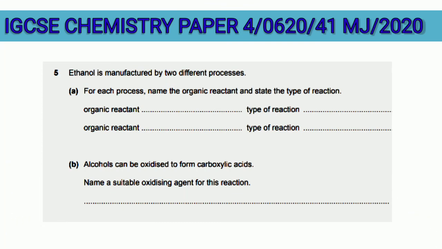Let's see what we have in question number 5. Ethanol is manufactured by two different processes. 5a. For each process, name the organic reactant and state the type of reaction. First, organic reactant sugar, type of reaction fermentation. Next, organic reactant ethene, type of reaction hydration.